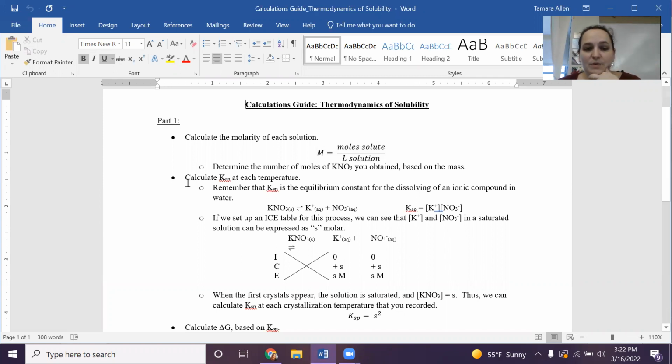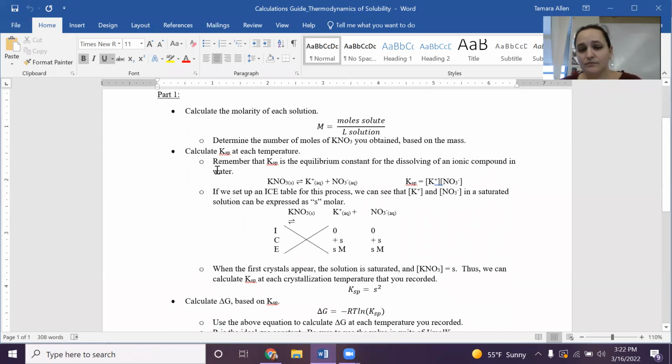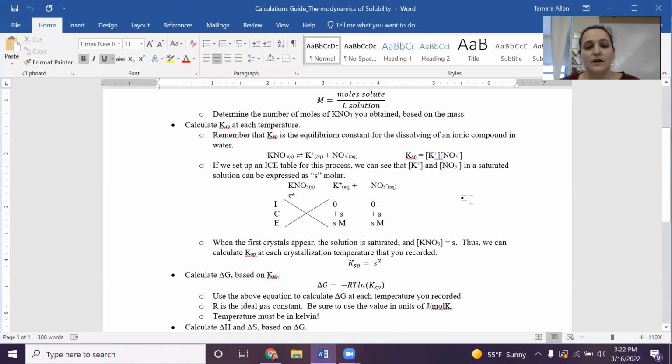So the next thing we want to do is calculate Ksp at each temperature. The reaction we're dealing with is the dissolving process for potassium nitrate, that is, the potassium nitrate solid becoming potassium ions and nitrate ions. The equilibrium expression for that is just the potassium concentration times the nitrate concentration. And if we make an ICE table for this process, we find that these two things will have equal concentrations.